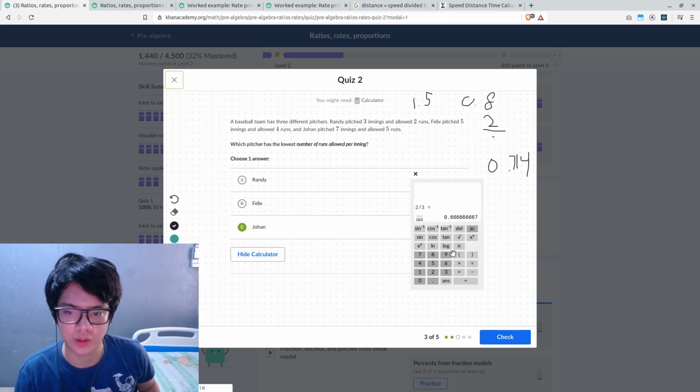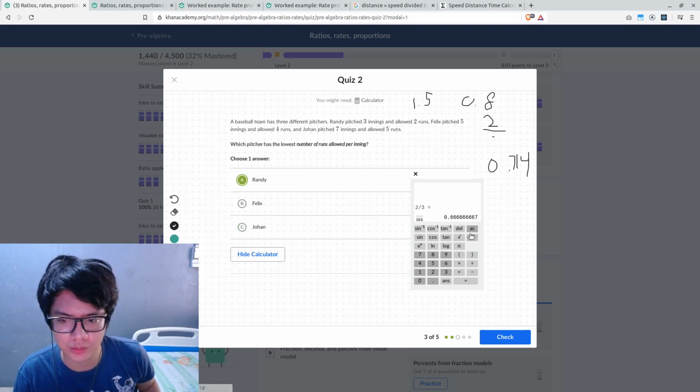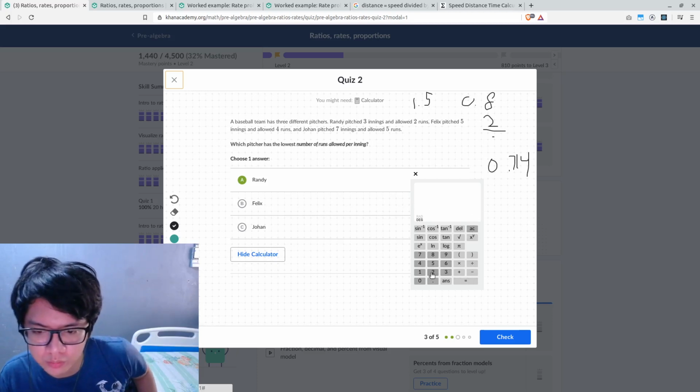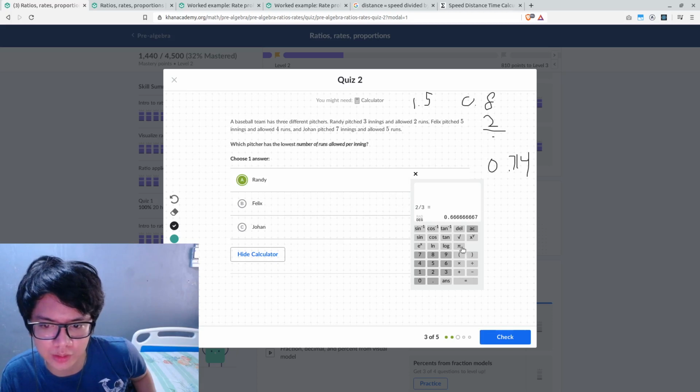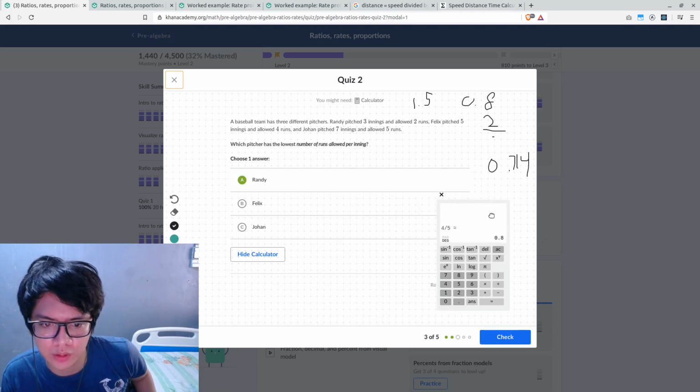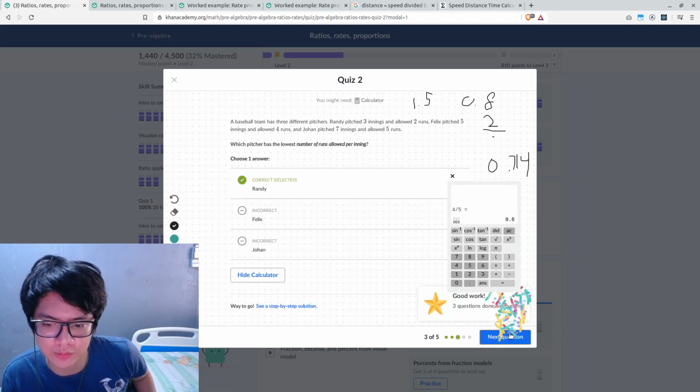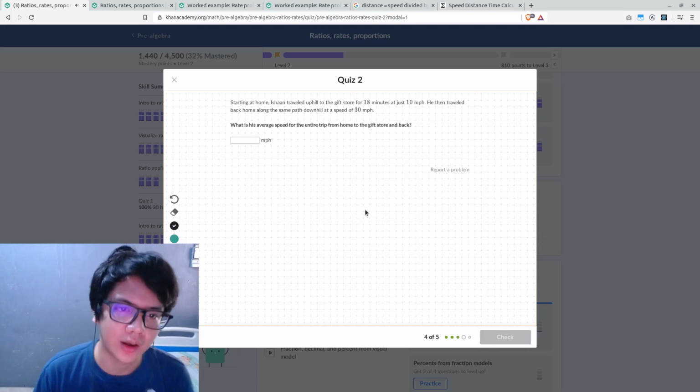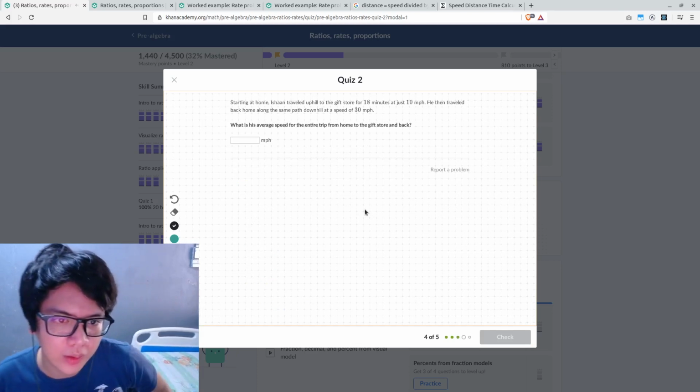Oh shit, okay. Randy could be... Did I do 3 divided by 2 earlier? Oh, wrong. We have 2 per 3. Okay, so it's Randy. Should be Randy, right? Let's do Felix as well. 4 divided by 5. Okay, if this is wrong, I'm gonna kill myself. Cool, that's correct.